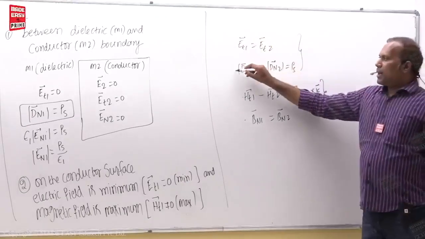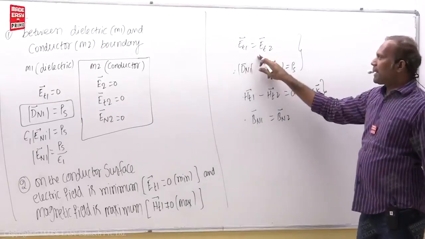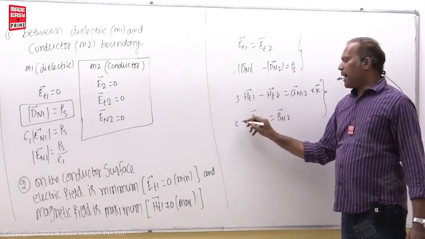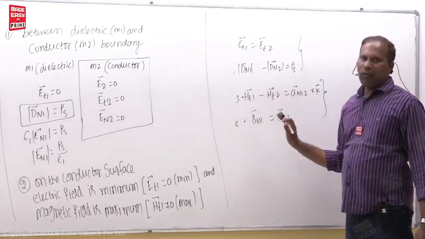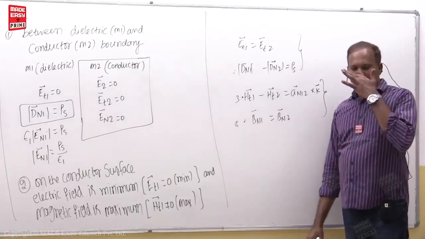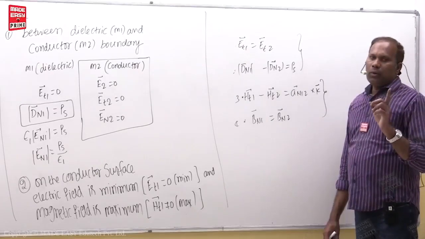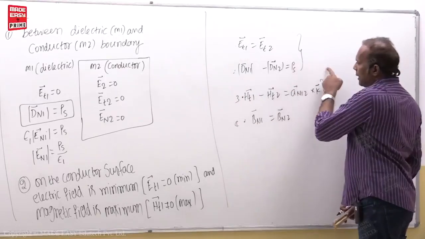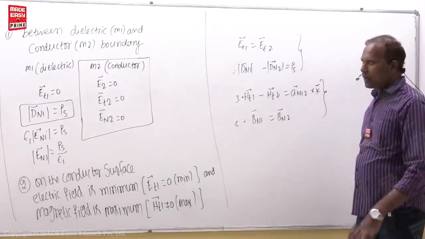These first one and second one are called electric boundary conditions. They give the relation between electric fields of medium 1 and medium 2. These third one and the fourth one are called magnetic boundary conditions. They give the relation between magnetic fields of medium 1 and magnetic fields of medium 2. So if anybody asks you in a single statement, what are boundary conditions? Boundary conditions give tangential relations for intensities and normal relations for densities. It is that simple. We will solve the questions.